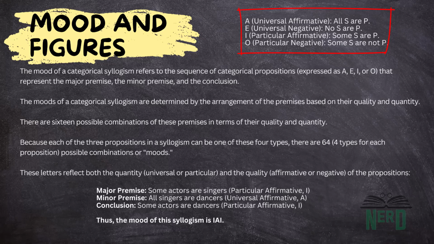A, which is universal affirmative: all S are P. E, which is universal negative: no S are P. I, which is particular affirmative: some S are P. O, which is particular negative: some S are not P. In a syllogism, the mood is determined by examining the forms of the propositions used.